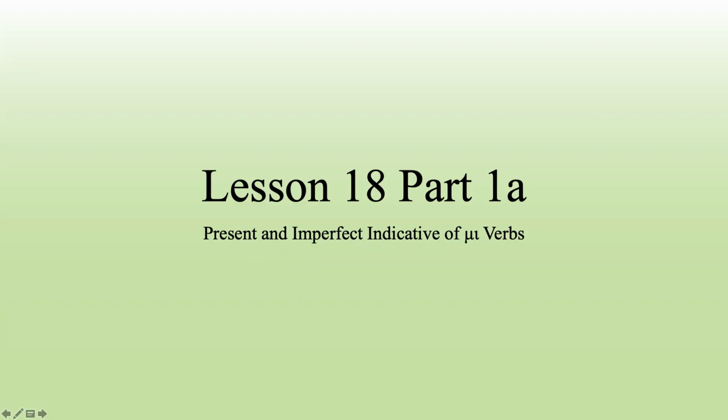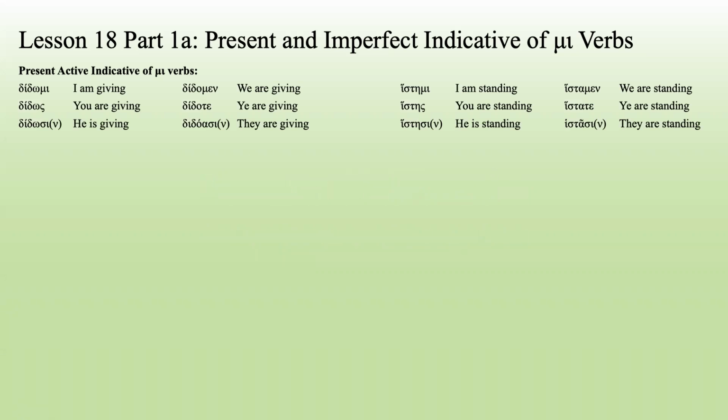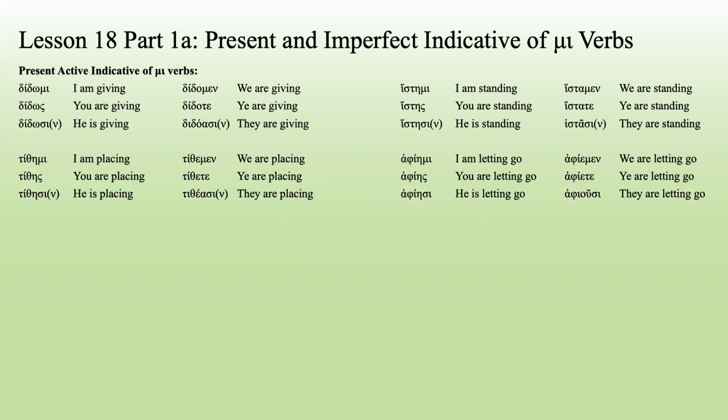Lesson 18, Part 1A, Present and Imperfect Indicative of μι verbs. Here are the present active indicatives of μι verbs. We've got δίδωμι, ἵστημι, τίθημι, and ἀφίημι. You can look at them and see the different forms, and then we'll look at a few irregularities.